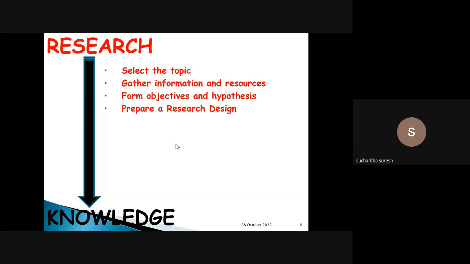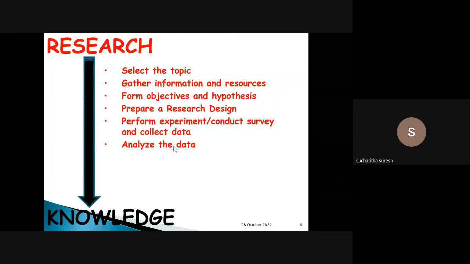Then we have to prepare a research design. Then we have to collect the data, that means conduct the survey. Then we have to analyze the collected data. We have to prepare the master chart, and then use statistical tools to analyze the data. Analyzing the data means transforming the collected data into an interpretable form. If it is not analyzed, it is not possible to interpret it. Data will remain junk, and we cannot draw any information unless it is analyzed. To analyze it, we need to have statistical knowledge.